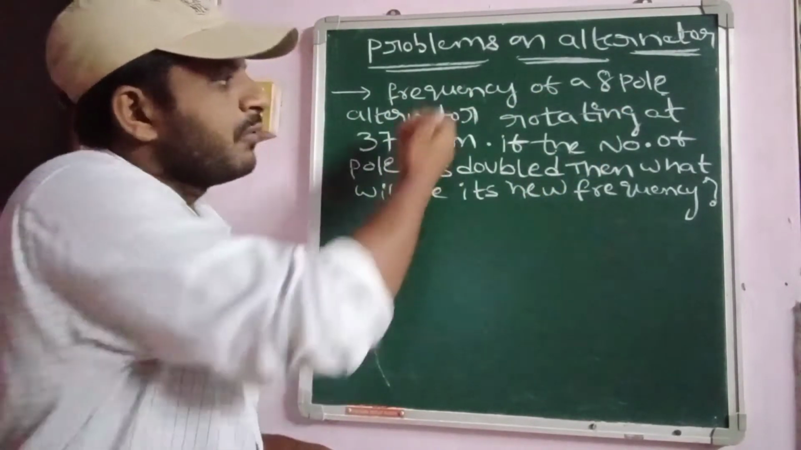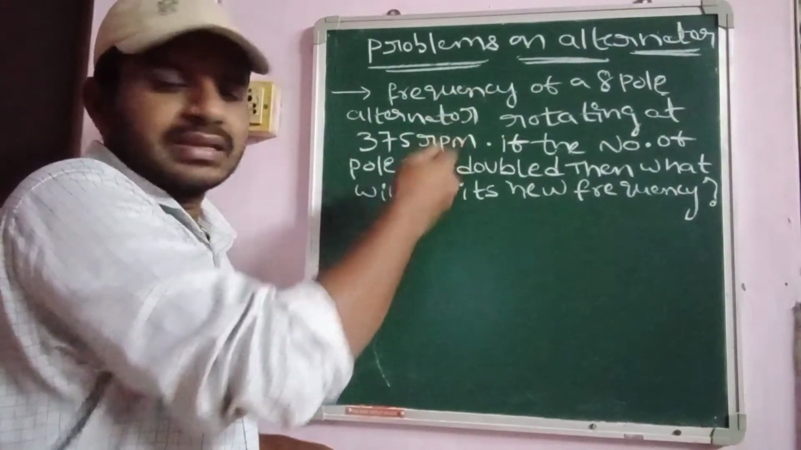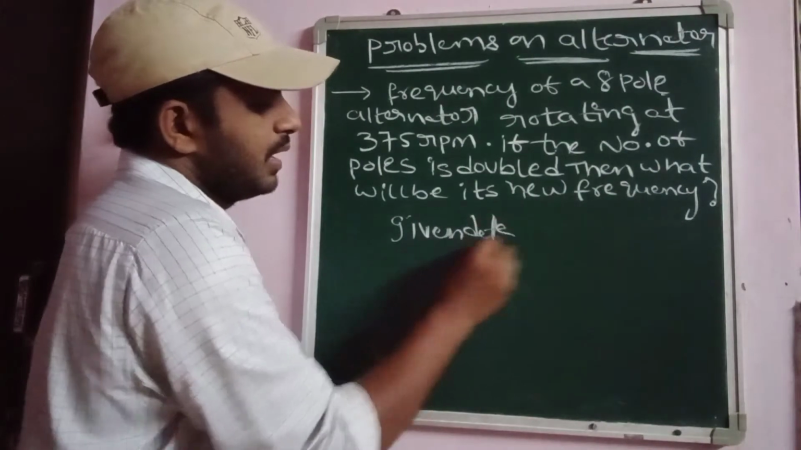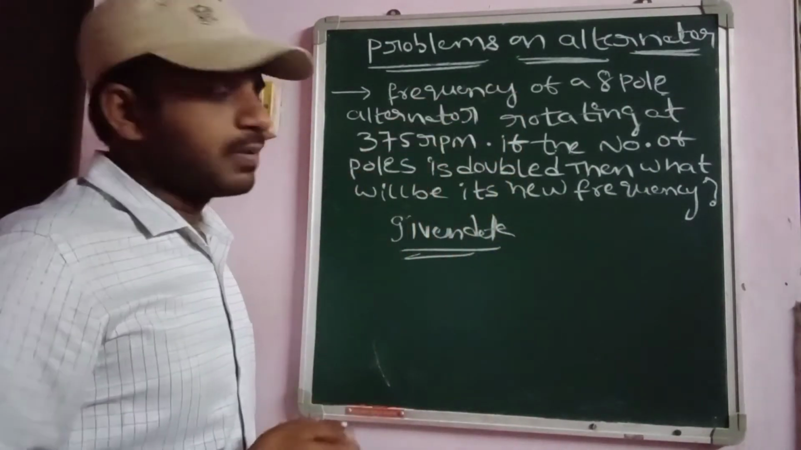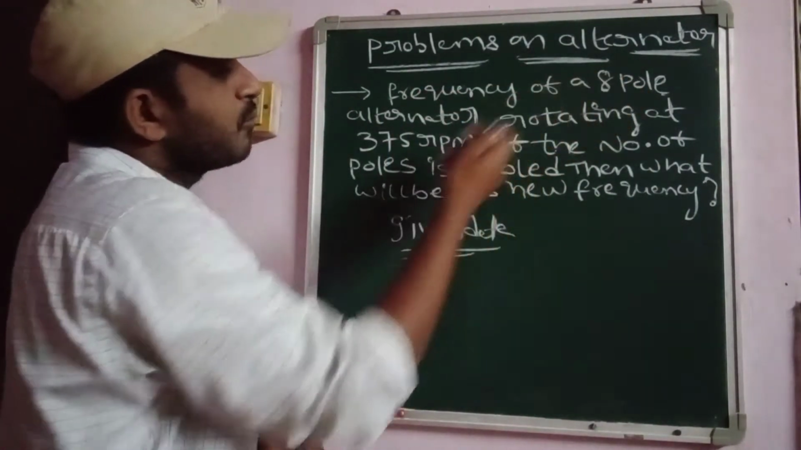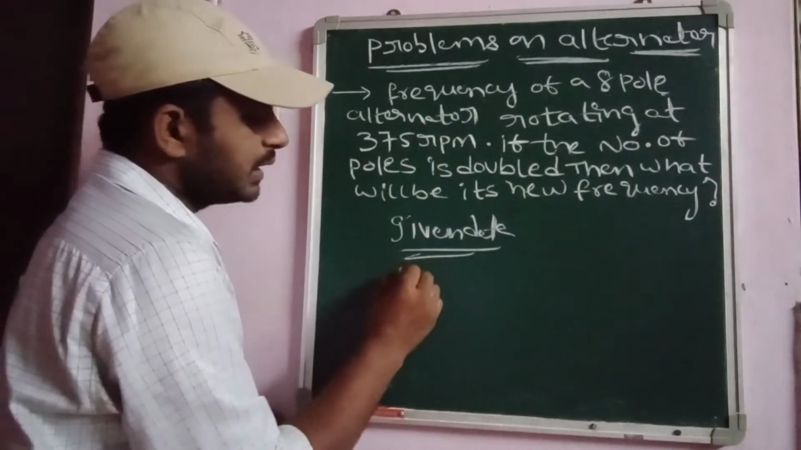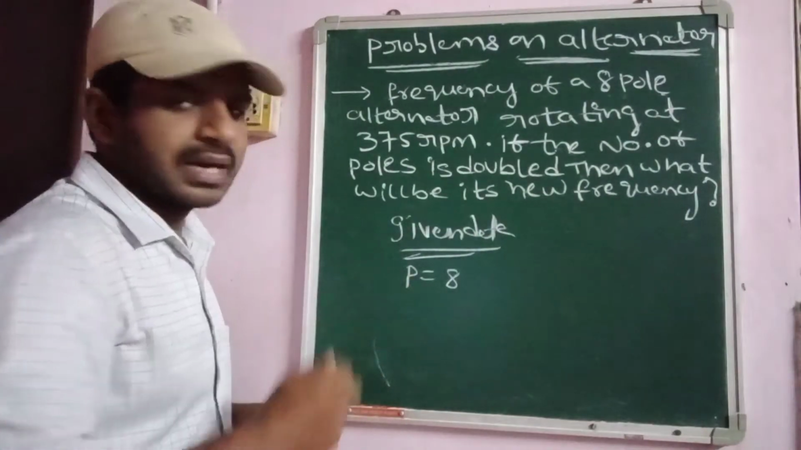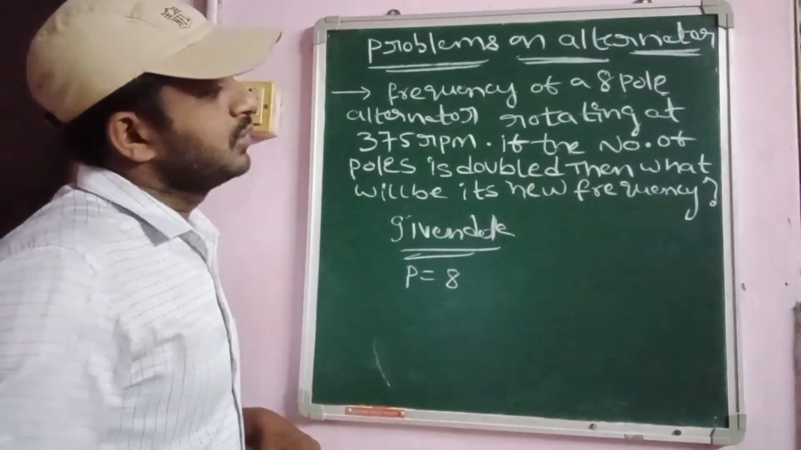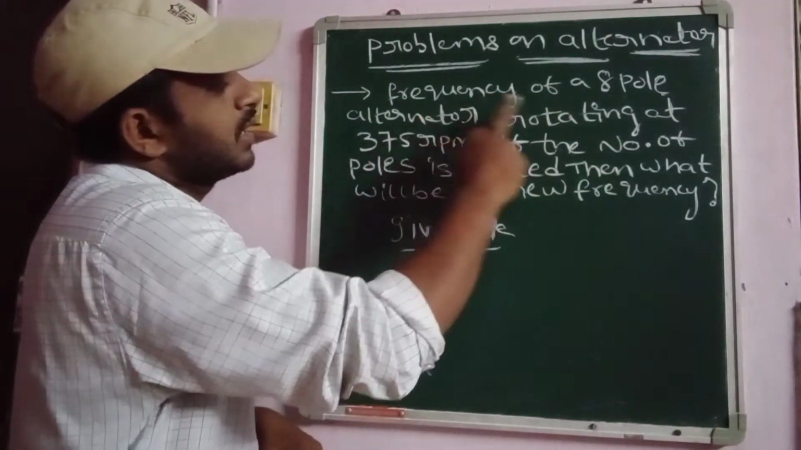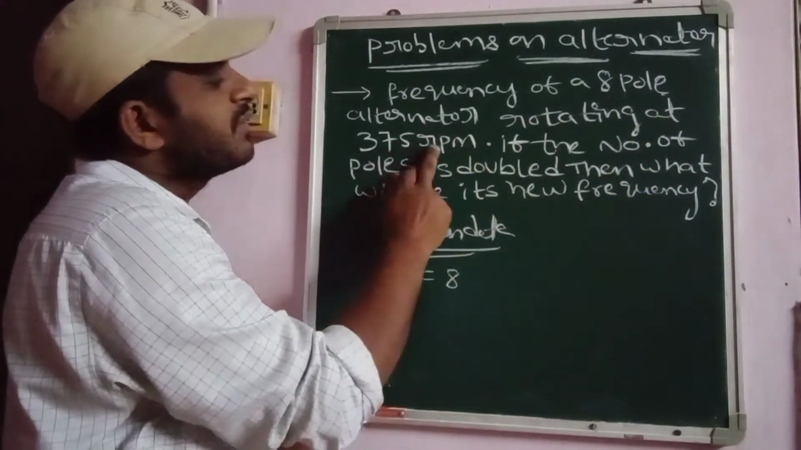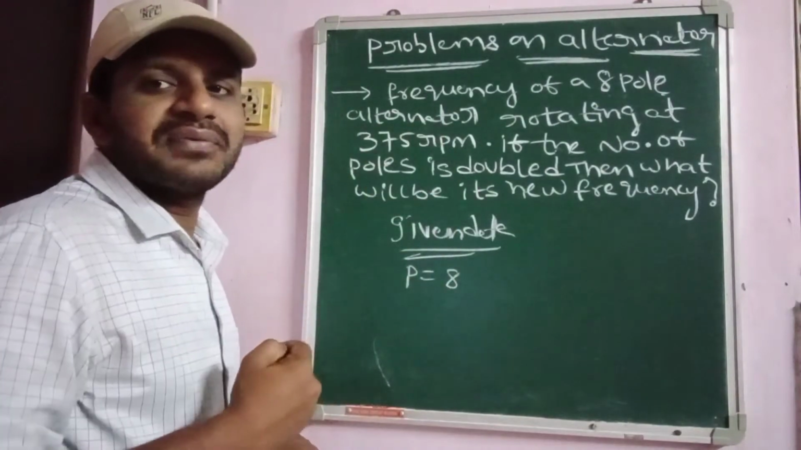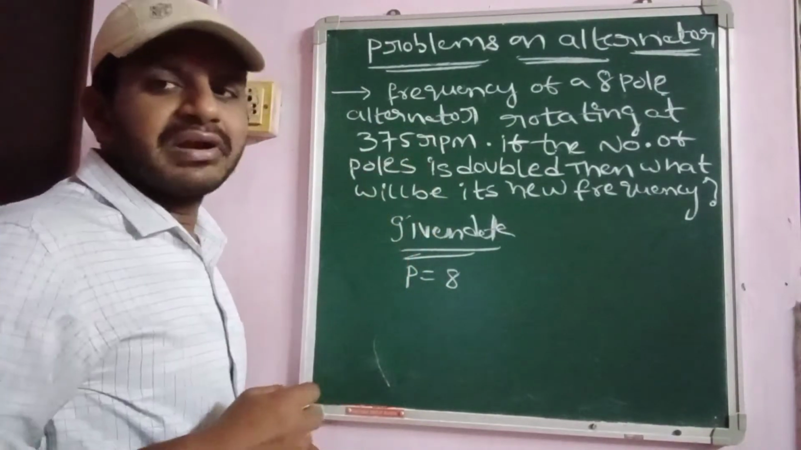First of all, whenever a problem is given like this, we have to write the given data according to the given problem. So first of all, the total poles of the alternator are given, and that is 8. Poles are indicated with P, so P is 8. The alternator is rotating at 375 rpm, where rpm is revolutions per minute.